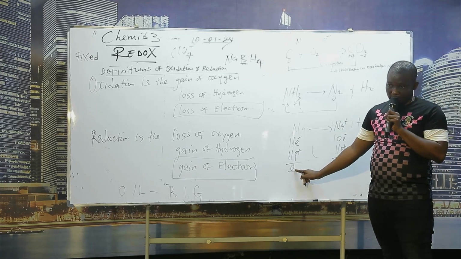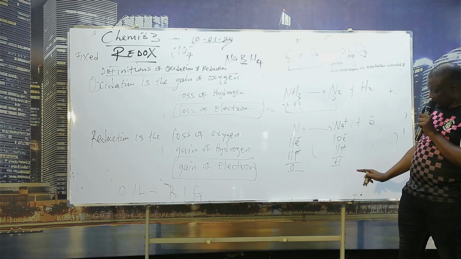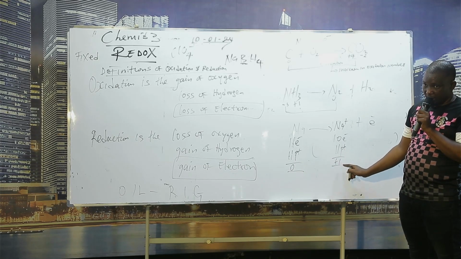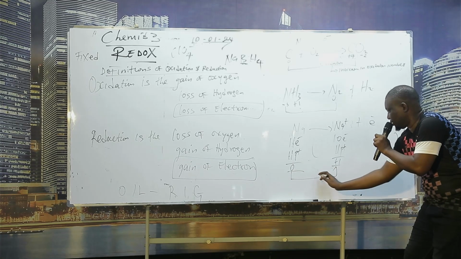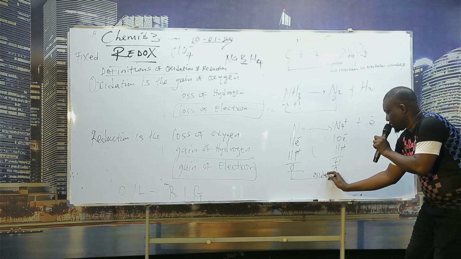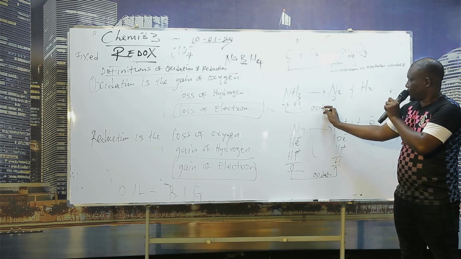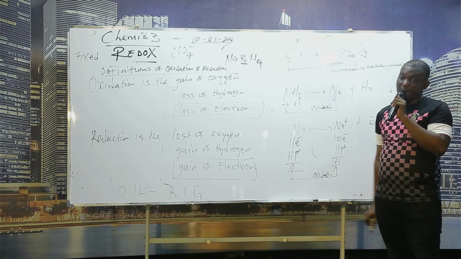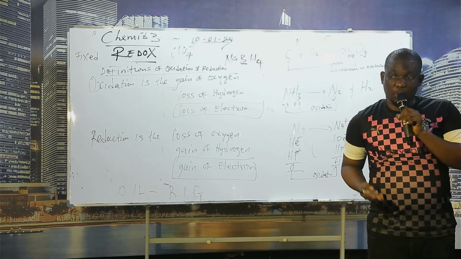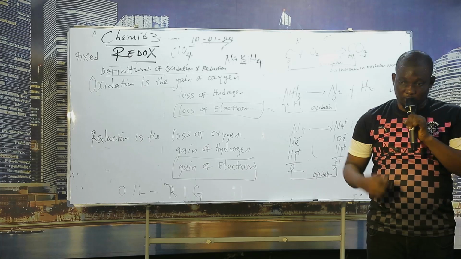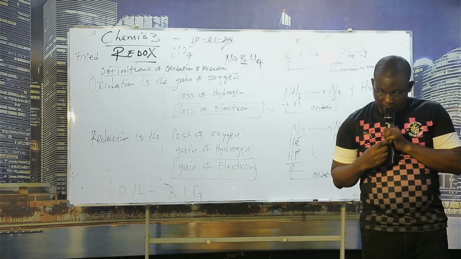It is 0 before the loss. After the loss, it is what? +1. Is this oxidation or reduction? Oxidation. 0 to +1 is oxidation. Whenever there is an increase in the oxidation state of an element or species, that is oxidation. Whenever there is a decrease in the number, that is what? Reduction. Yes?